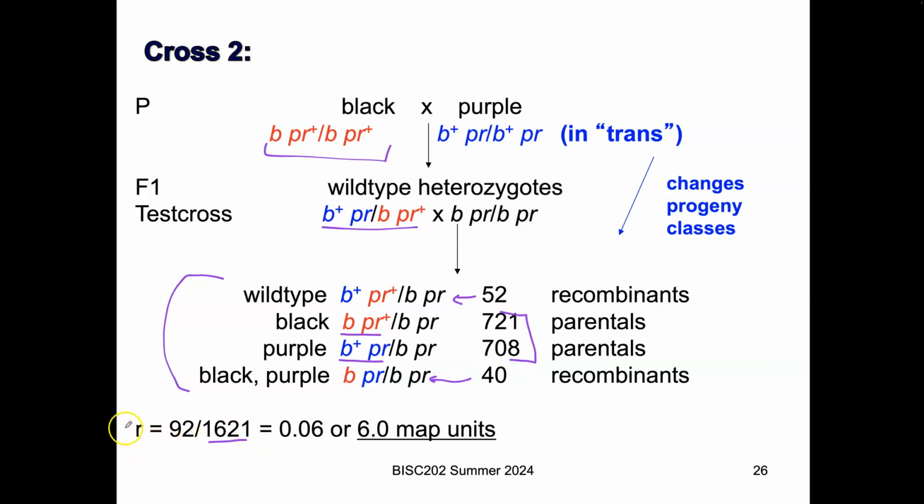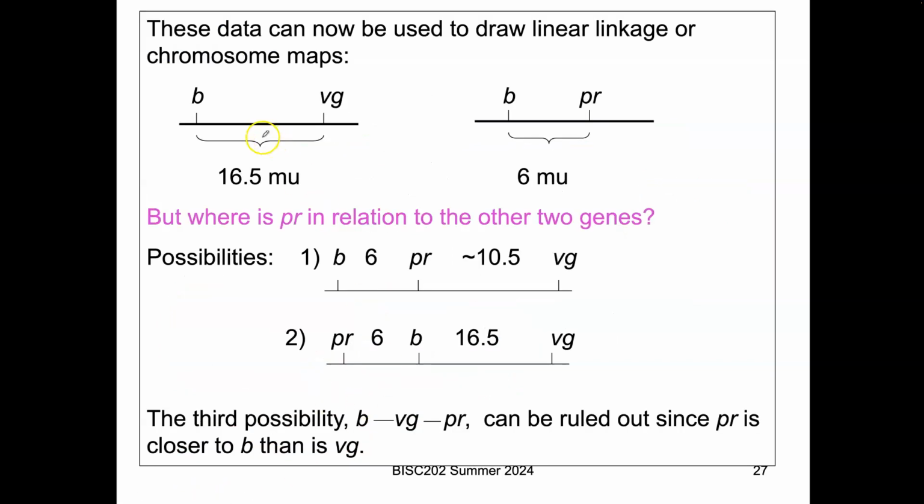Okay, so let's calculate R. R is going to be the recombinant ones, which is 40 plus 52, so 92, over the total, and that gives us 6 map units. Okay. So now we know 2 of the numbers. So we know that black and vestigial are 16.5 map units apart, black and purple 6 map units apart. So there's 2 possible combinations. Black and vestigial could be on the outside with purple in the middle, and the arrangement would look like that with 16.5 for this.